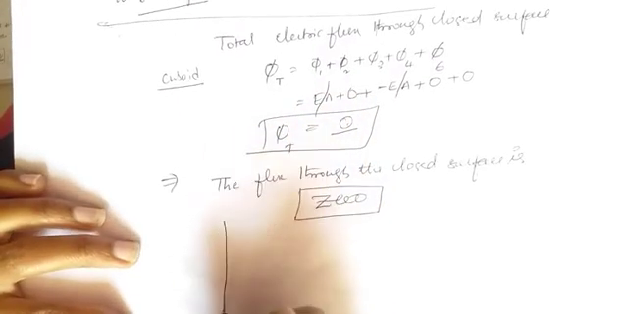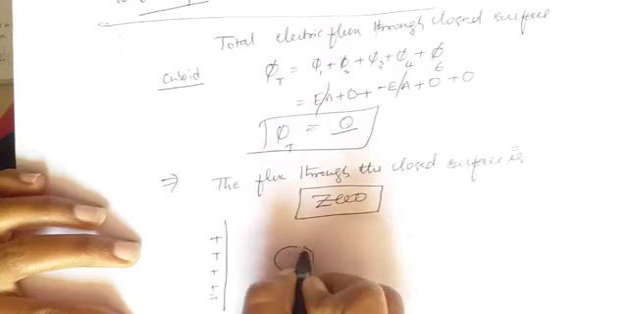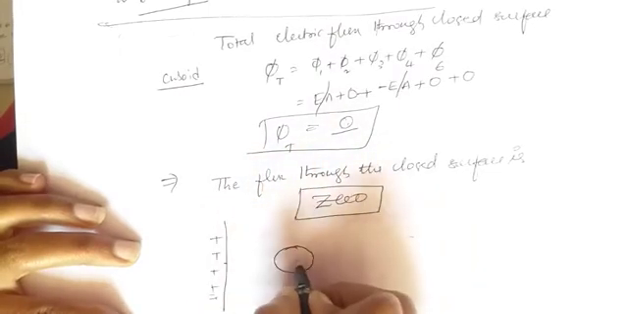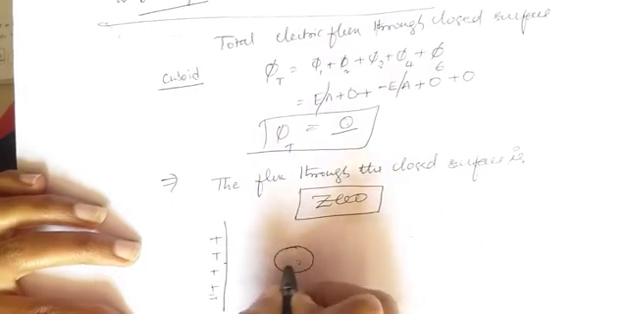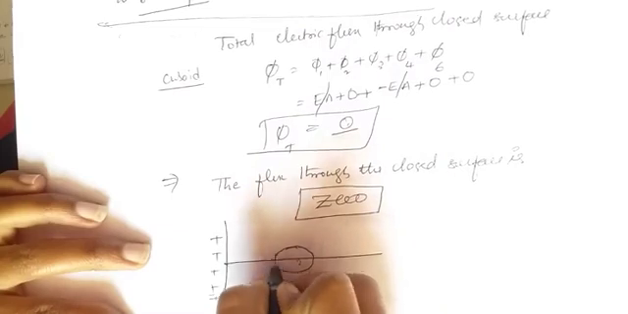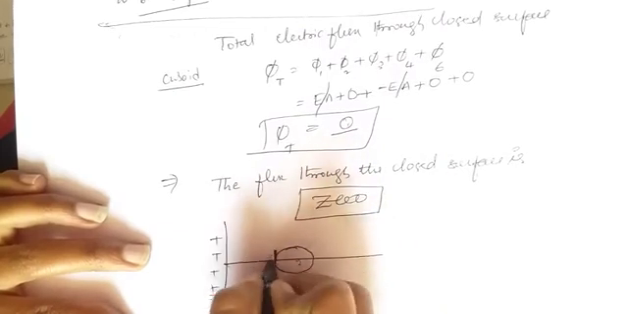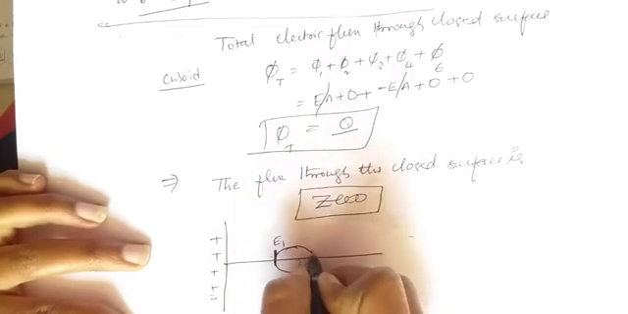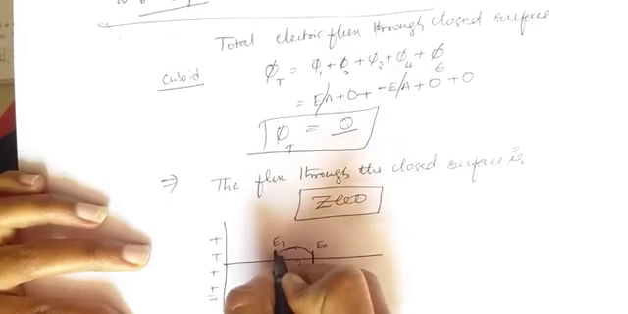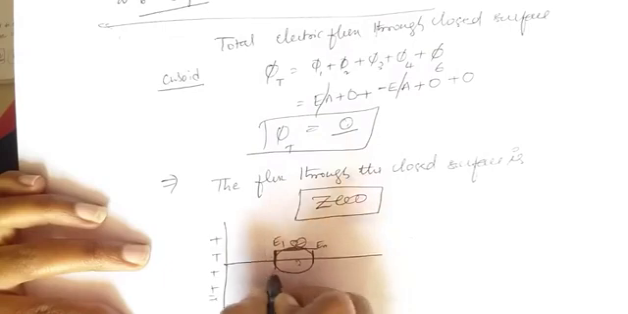Okay, so let us consider this is the conductor. Now here I placed one closed surface. Now I want to get the electric flux through this surface. Let us consider here at this point the electric field is different and at this point the electric field is different. Let us consider this is the first surface, this is the second surface, this is the third surface and this is the fourth surface.